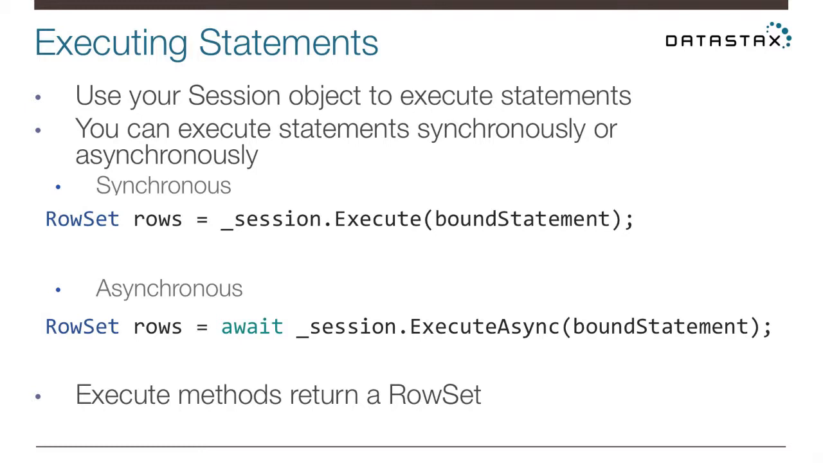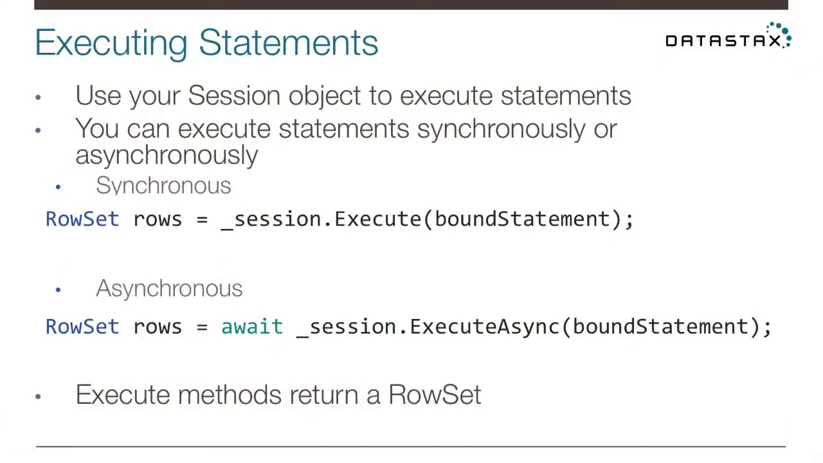Asynchronous, like I said earlier, if you're doing the task-based stuff from .NET 4 or async await from 4.5, then you'll probably want to use the async, and that won't actually block your thread. That'll let something else go and do work. Potentially, it'll yield control to something else and let that thread go do something else while it's waiting on a response from Cassandra. You'll see that in both cases, we get back a row set.